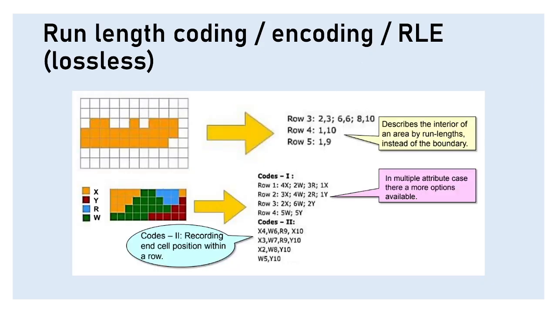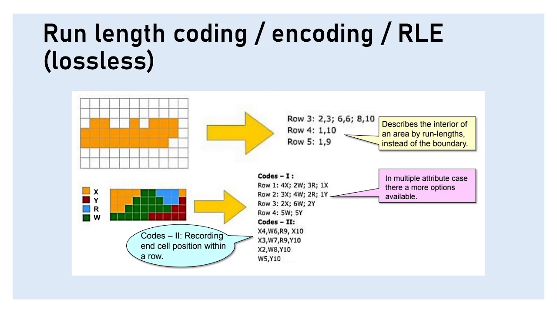Here you can see the same thing. In this case it's a very simple binary image. If you look at row 1, 2, 3, 3, the same thing, 2, 3, 6, 6, 8, 10, then row 4 is 1 to 10, all those things. So this describes the interior of an area by run lengths instead of the boundary. Earlier, in the case of chain codes, we were defining the boundary. Here we are just looking at the run lengths.